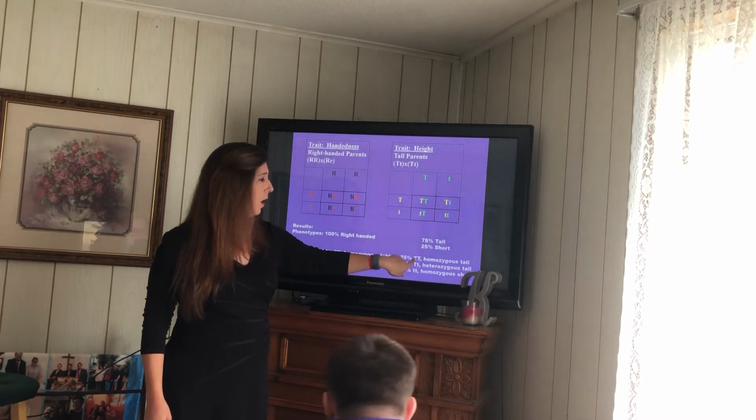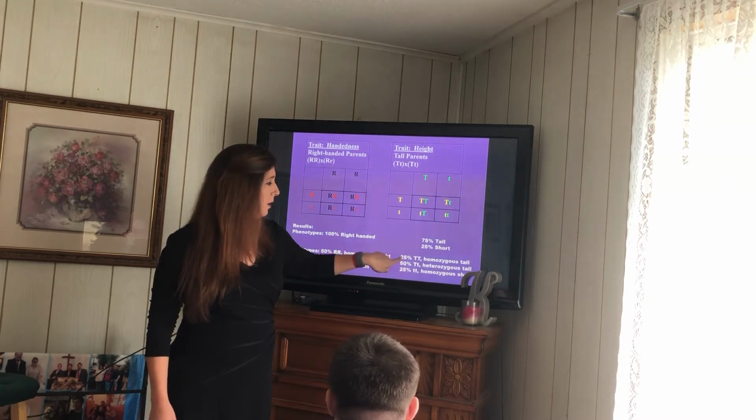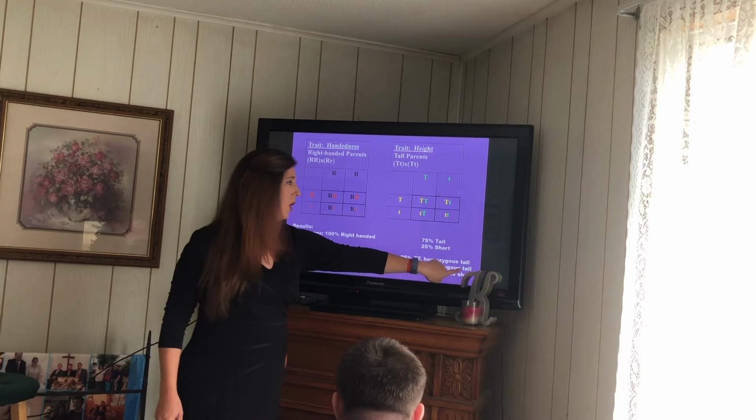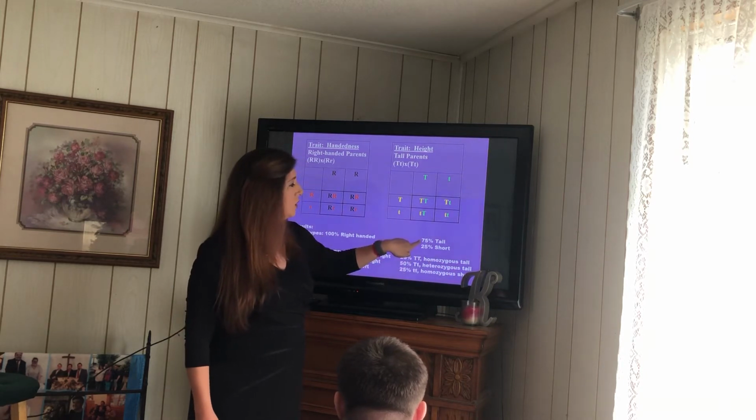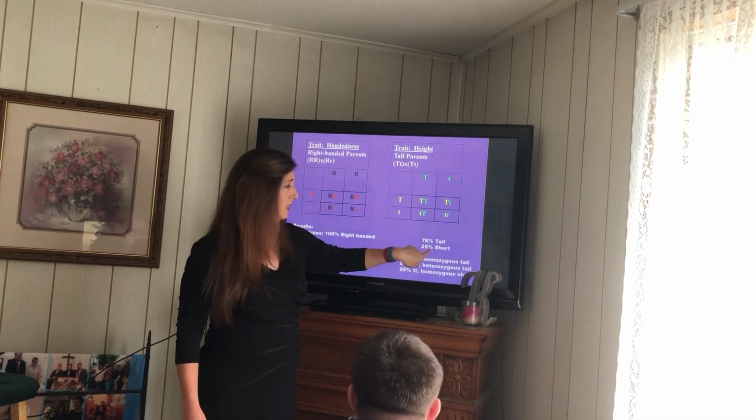So, dominant, heterozygous, recessive. There's a 50% chance that it would be heterozygous tall, which translates to a 75% chance that they would be tall and a 25% chance they'd be short.